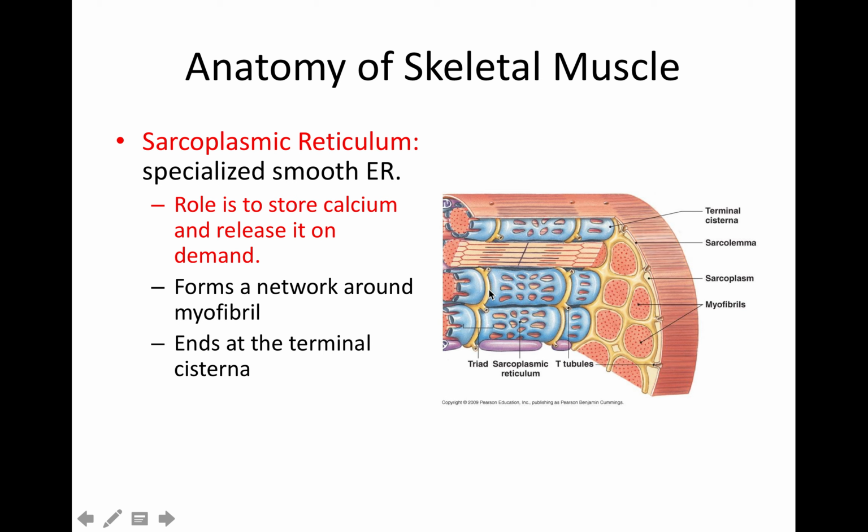It ends at the terminal cisterna, and when we put terminal cisterna together, we get a triad. So you can see that's a combination of two terminal cisterna.